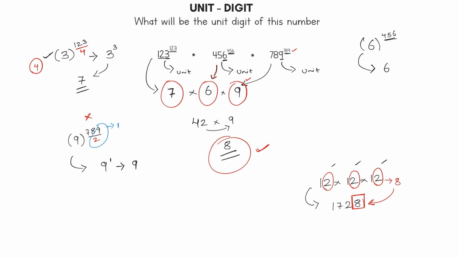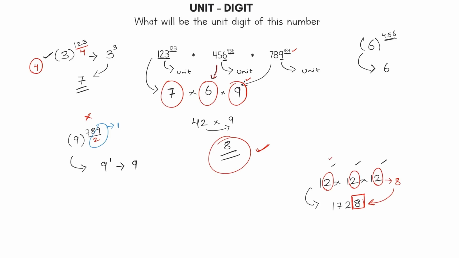So 123 raised to 123 into 456 raised to 456 into 789 raised to 789. This has a unit digit of 8, which means if you multiply all of them, no matter how big the number is, I don't care for the number, but the unit digit of that number will be 8. And what is the simple logic that I use here? If you want to find out any unit digit of any bigger number, it has to be what?